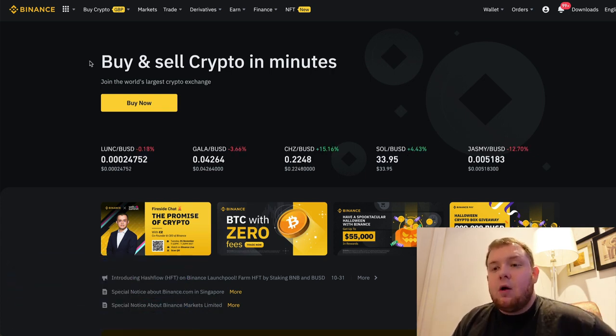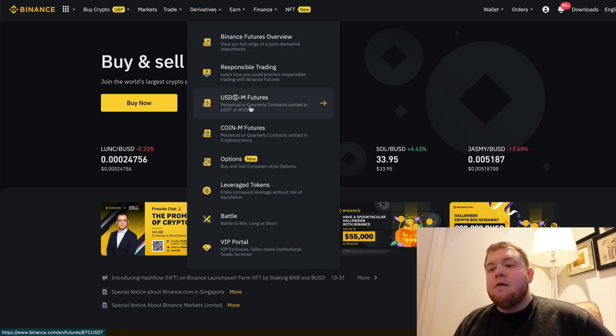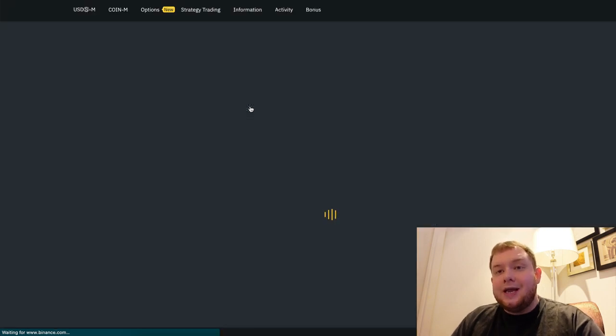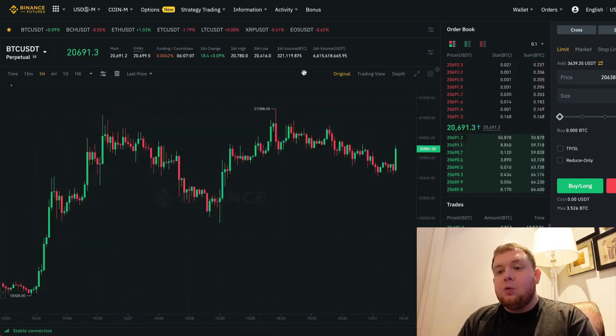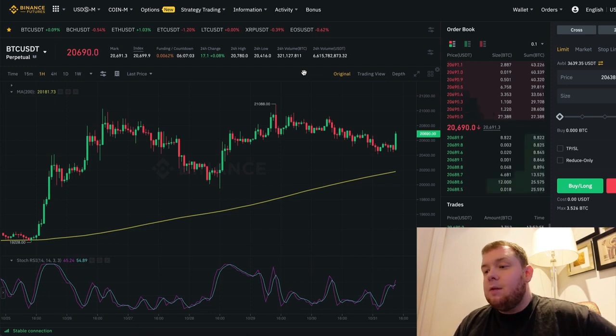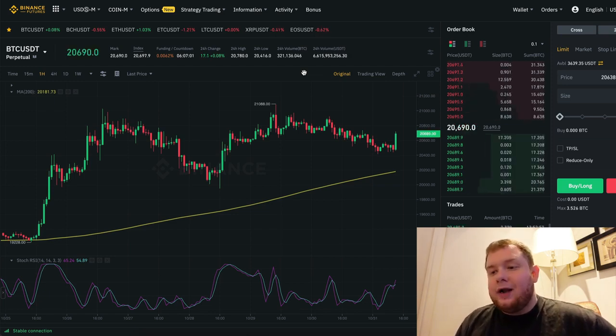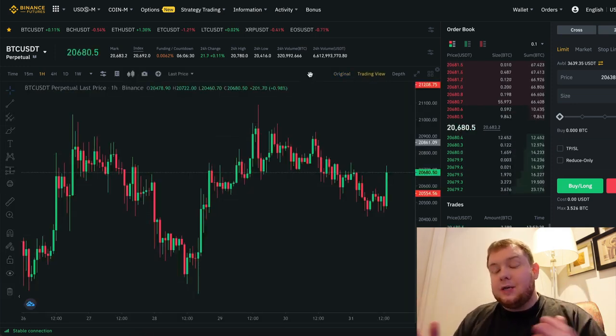Once you've made yourself an account with Binance using the link down below, go over to derivatives and click on USD M futures, and this is what we're going to be using in today's video. Once you've clicked USD M futures, it's going to load up a page like this. Now you should already be familiar with the trading page on Binance. If you're not, again, watch that tutorial right now. So once you get onto this screen, you want to flip over to Trading View right there. So it looks exactly like this.